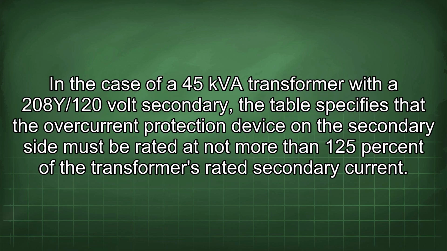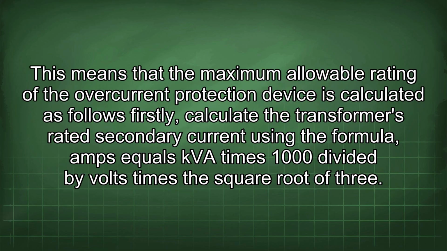In the case of a 45 kVA transformer with a 208Y/120 volt secondary, the table specifies that the overcurrent protection device on the secondary side must be rated at not more than 125% of the transformer's rated secondary current. This means that the maximum allowable rating of the overcurrent protection device is calculated as follows.